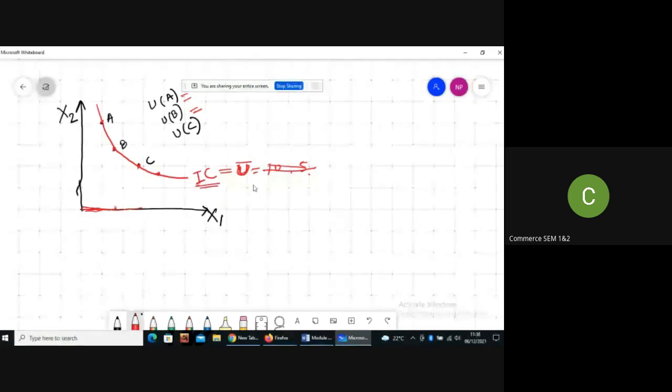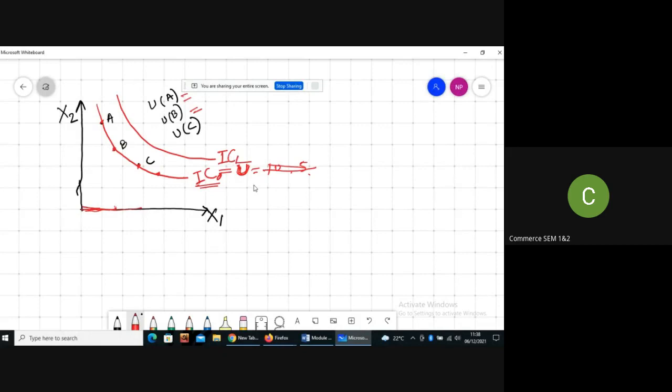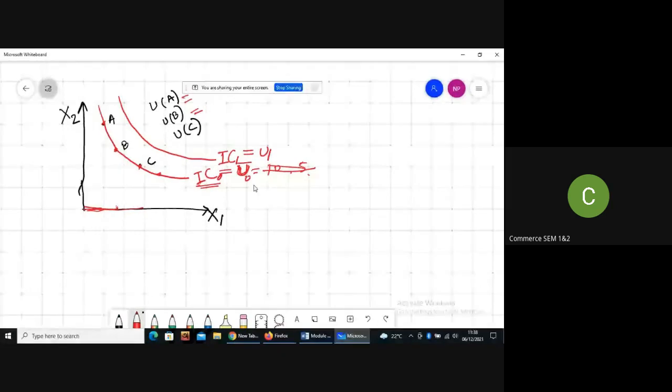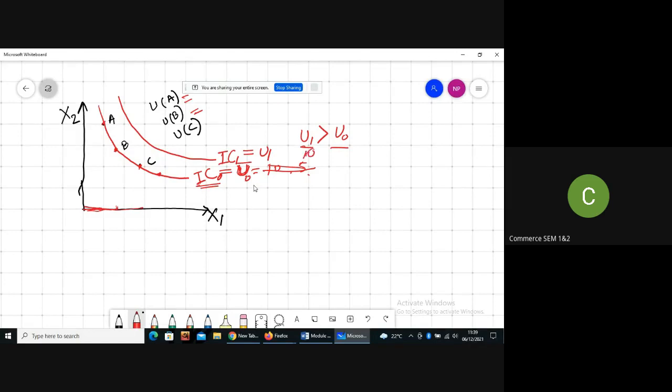Now compared to this IC0, we can draw another indifference curve like this. So this IC will give you a higher amount of utility. So if this is U0 and this is U1, we can say the amount of utility U1 is greater than U0. But we do not know the exact value of utility. We can't say that U1 is equal to 10, or that U0 is equal to 5.